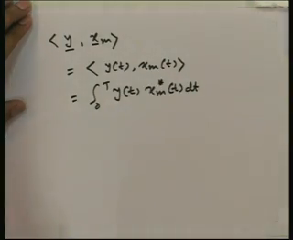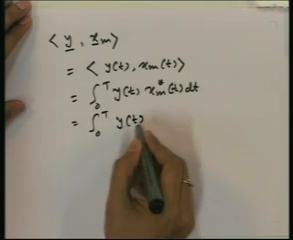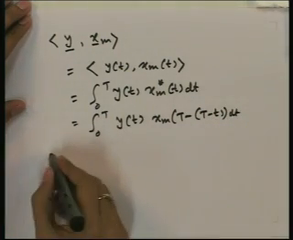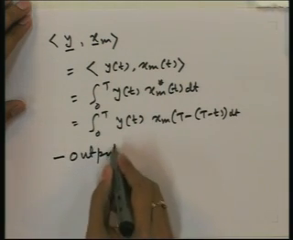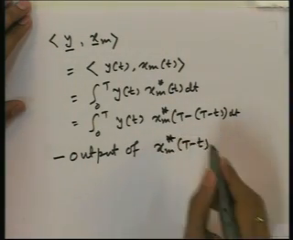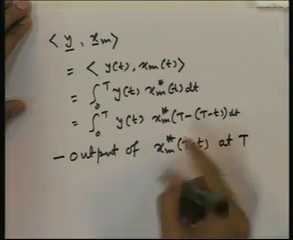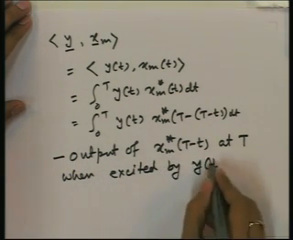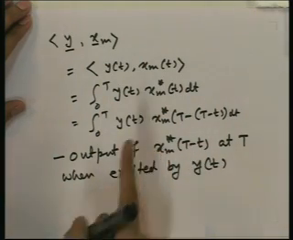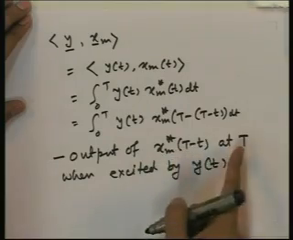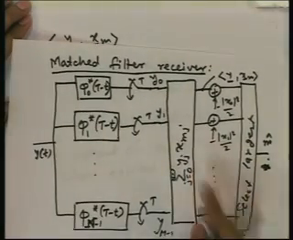So, just like before, we can write this as the integral of y(t) x_m*(T minus t)... This is again the output of the filter with impulse response x_m*(T minus t) at capital T when excited by y(t). So, if we have this matched filter matched to x_m(t) instead of those phi_i(t)'s, and then pass this y(t) through this filter, then sample the output at capital T, we will get the m-th output here.